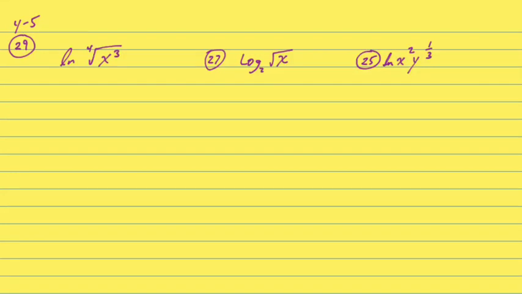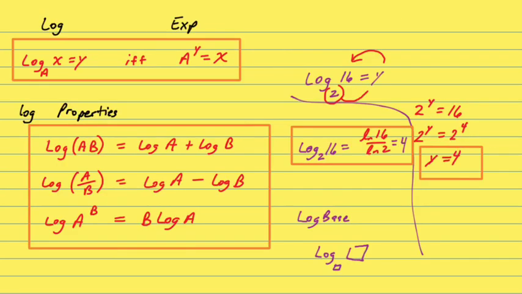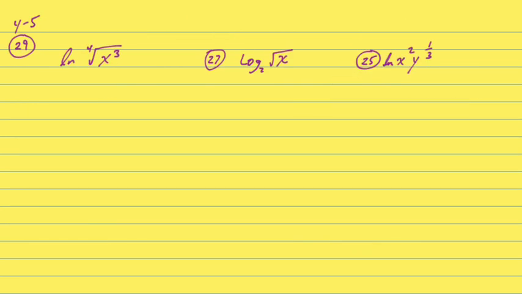Okay, here's some questions. Here's the 4-5 assignment in Algebra 2. The key to being able to do these is knowing your properties right here. You're going to have to be able to take a log of a product, turn it into the sum of the logs. That's this. The log of a quotient, turn it into the difference of logs. And the log of a to a b power, pull the exponent out front. So we're going to use those on this.